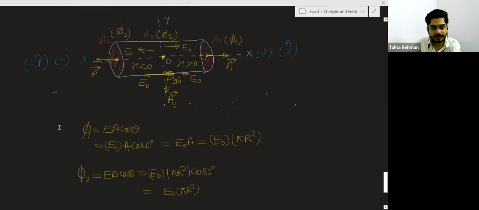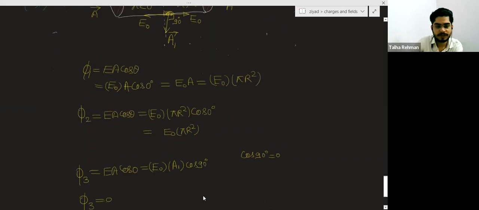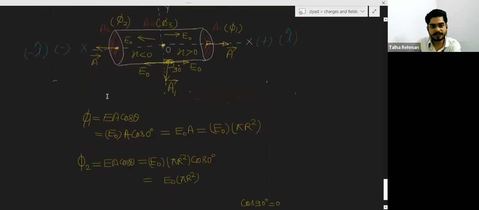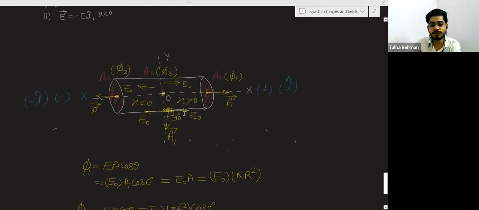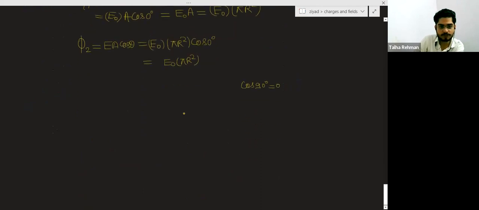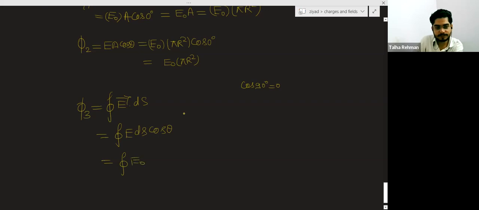But one thing here, I have made a mistake, because this is not a plane area. This was the plane area. This is not the plane area. So for phi 3 you have to use this expression: the closed integration of E dot ds, and E is constant. So you can write it as E into ds into cos theta. This E is the constant, E naught, and ds is this area.